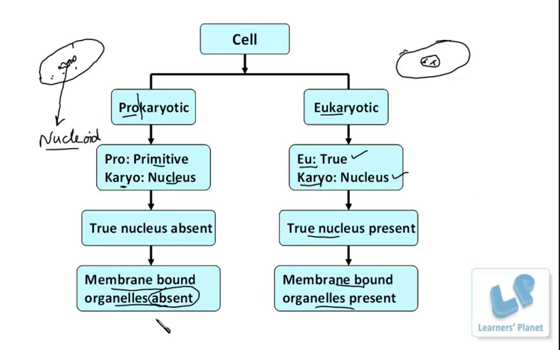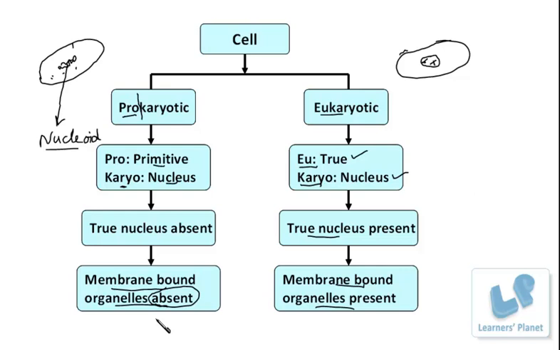Besides, in the eukaryotic cell, all these membrane-bound organelles are present, so the system is working in a very organized manner. This proper organization occurs in the prokaryotic cell also, but it is not as complex as it is in the eukaryotic forms. So I hope this basic difference between prokaryotic and eukaryotic cells is very clear to you.